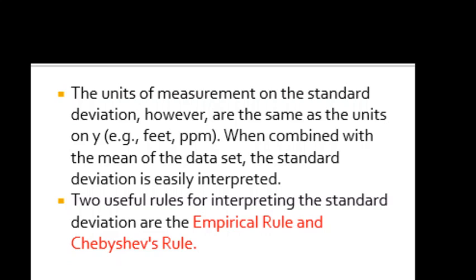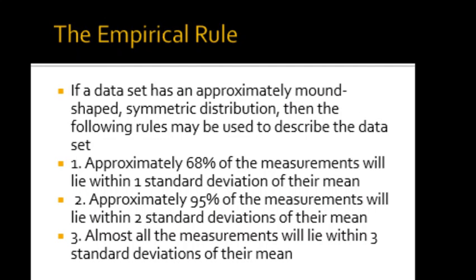So let's see how to interpret the spread of the distribution using standard deviation. There are two rules that are used to understand the standard deviation: the empirical rule and the Chebyshev rule. Let's look at the empirical rule first. The empirical rule can be used when the shape of the distribution is approximately symmetric or it's symmetric, and then it works best. So here is how it works.